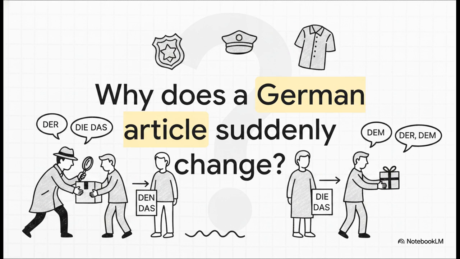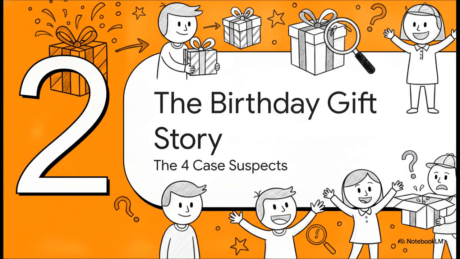Think of nouns in a sentence like suspects in a police investigation. Depending on what they're up to at the scene of the crime, whether they're actually doing the action, receiving the action, or maybe having something handed to them, they literally wear a different uniform. German just marks that change in role by simply swapping out the article. Which brings us to Section 2, the birthday gift story, where we identify our 4 case suspects.